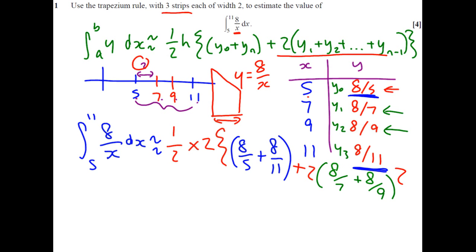Now you grab your calculator. You don't need to put a half times 2 in your calculator, that's just going to go to 1. So you type in 8 over 5 plus 8 over 11 plus 2 times brackets 8 over 7 plus 8 over 9, equals. How many decimal places does it want? It doesn't tell you, so we give 3 significant figures. That's 6.39, and it's an area, so it's going to be square units. Quite a nice first question if you know what you're doing with the trapezium rule, and it gets you 4 marks in the bag straight away.